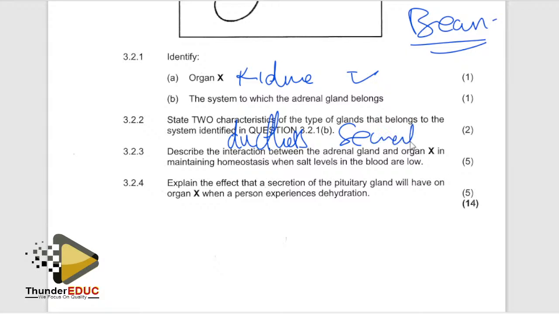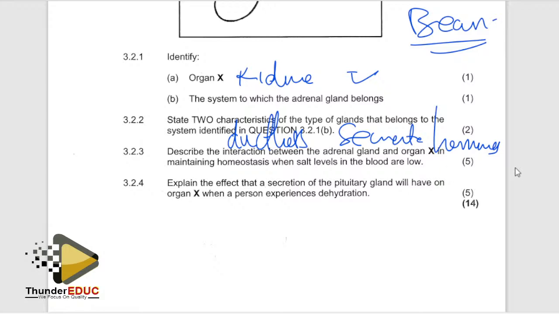Secrete enzymes. Did I say enzymes? No, it's not enzymes. Secrete hormones to the blood, which is transported by the blood to the target organs. So we're just explaining what happens in the endocrine system. Yeah, that's what they are looking at.